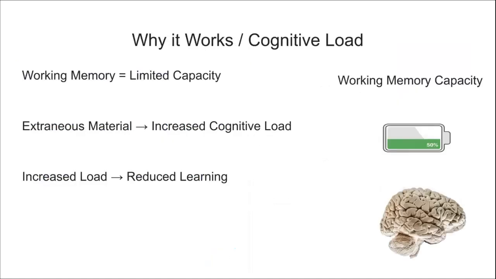Our working memory has limited capacity. We can only process a small amount of information at one time. When we add unnecessary elements, we increase extraneous cognitive load. That overload reduces our ability to process essential information, leading to poor learning outcomes.